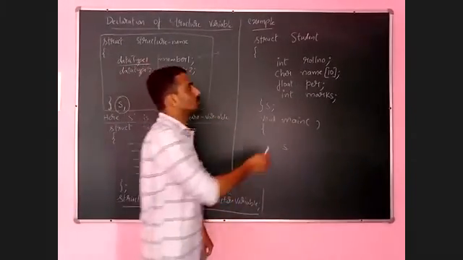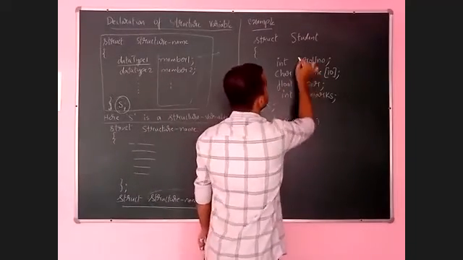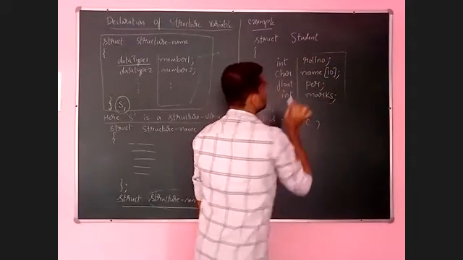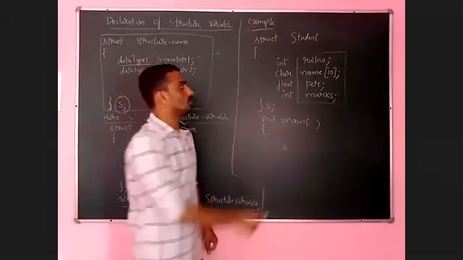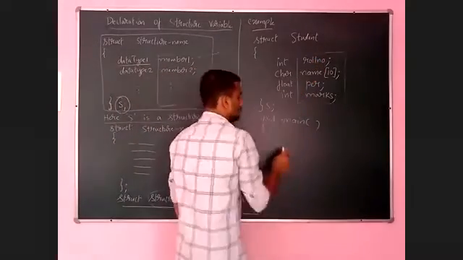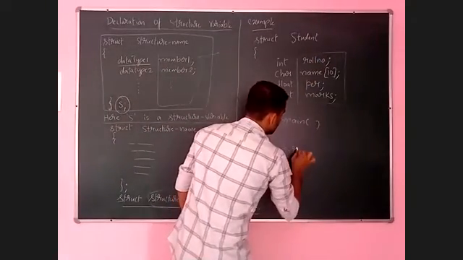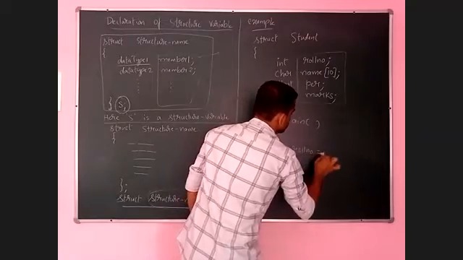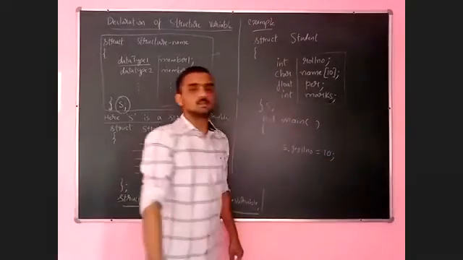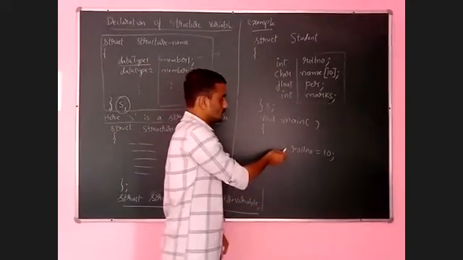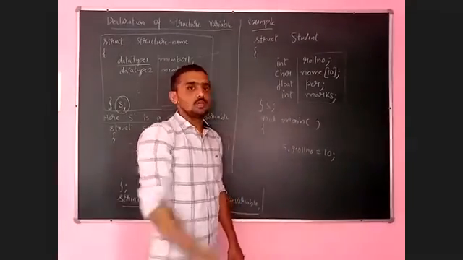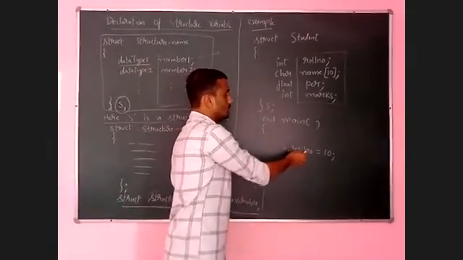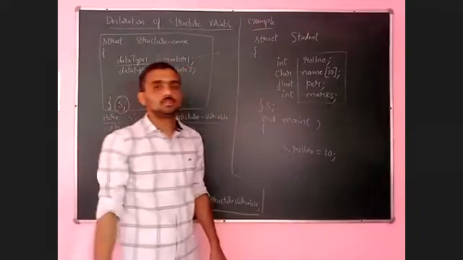For whichever members of the structure you want to give the values, you can give them now. For example, I want to give a value for roll number. So yes dot roll number is equal to 10. You have to follow this syntax. Once again: structure variable dot member name is equal to value.